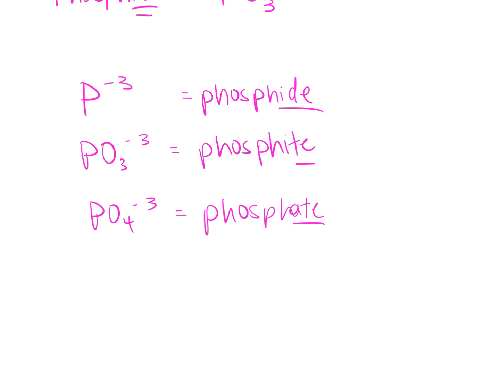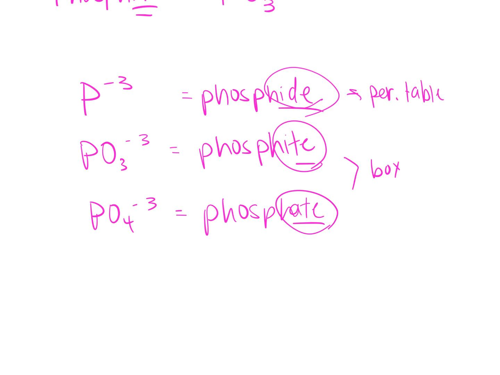So we can't make mistakes with that, right? We have to make sure we're really paying attention to the ending of our anion. Okay, do you know what I'm saying there? Really, really careful with that. These ones have to come out of the box. This one would come right off the periodic table of ions, right? Ide is just it by itself. There's a couple exceptions to that, but not too many.